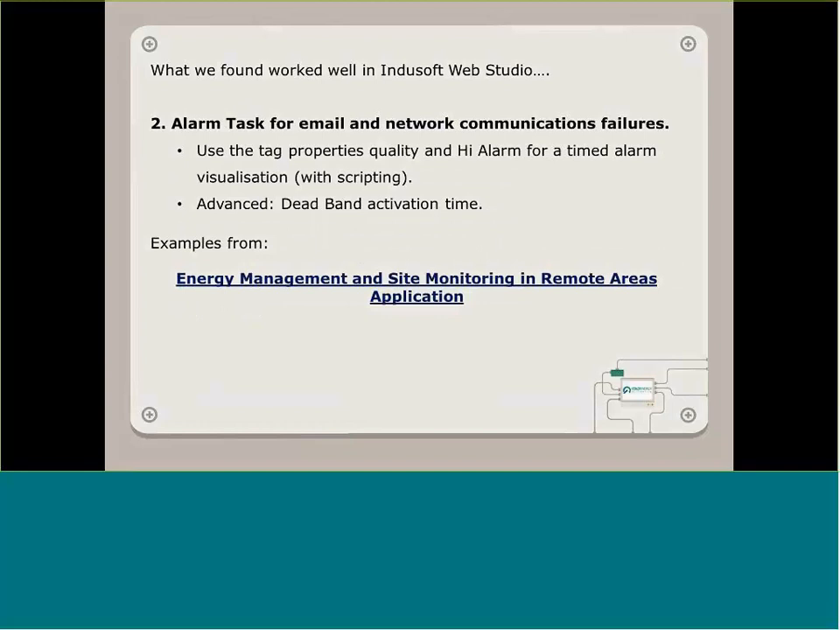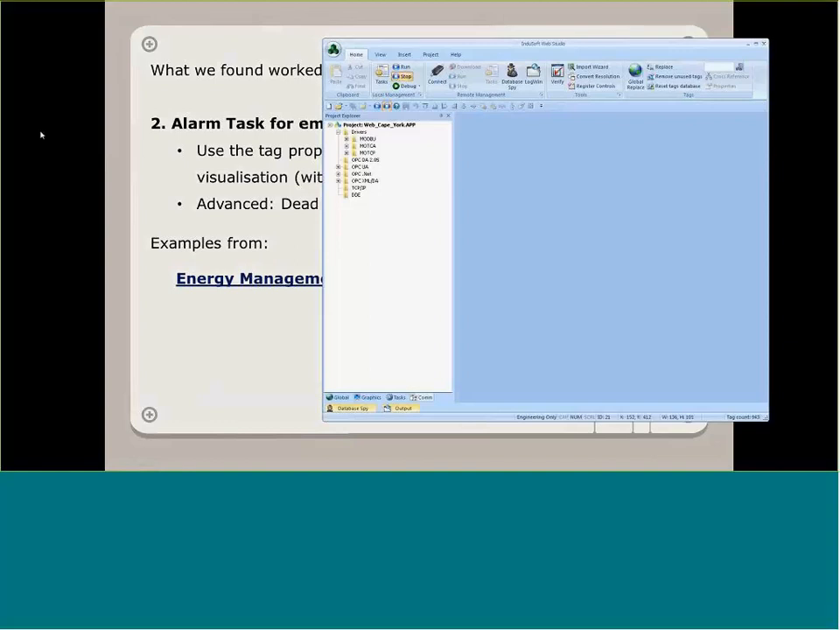The other thing we thought was, we love the alarm task for email and network communications failure. So we use the tag properties of quality and high alarm for timed alarm visualization with a little bit of scripting. We also did a bit of advanced time delay action for alarming. So I might just see if I can drag Indusoft over. There we go. And also drag over Excel.